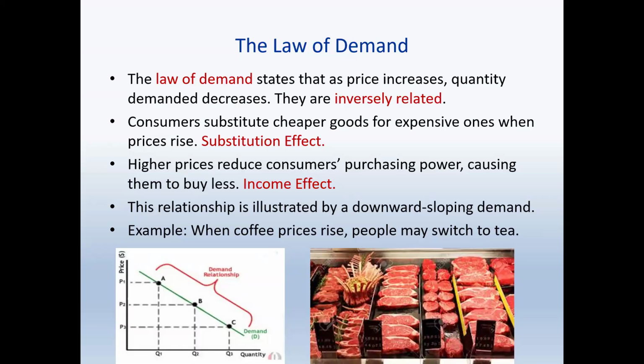This relationship is illustrated by a downward sloping demand curve that we see on the bottom left. So as you can see, when the prices are high, the quantity demanded is relatively low. If we look at P1, it has a low corresponding Q1. As the price decreases to P2, we see the quantity demanded increases to Q2. And when the price is relatively low, such as P3, we see a high quantity demanded. This graph illustrates the negative or inverse relationship between price and quantity demanded.